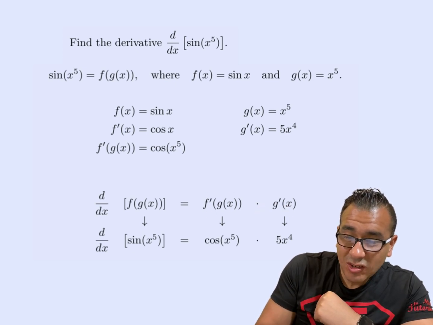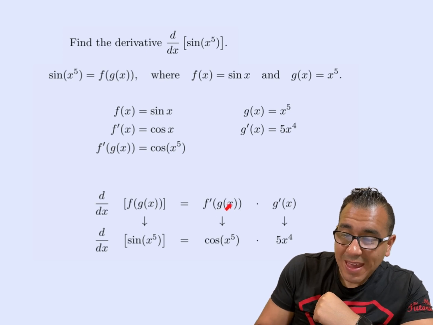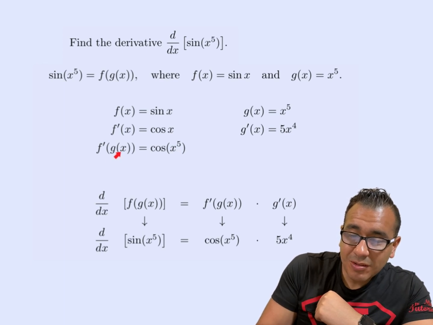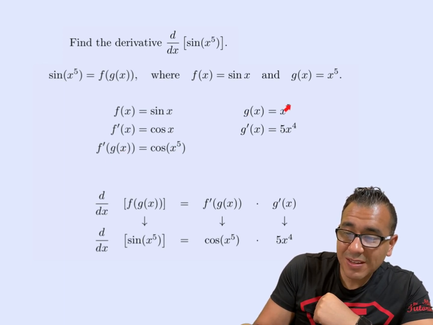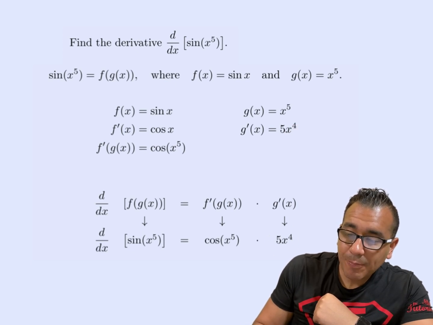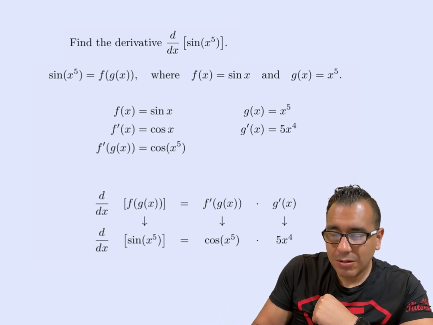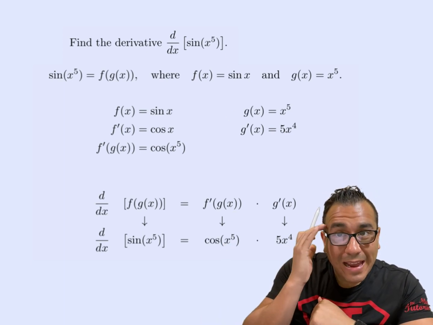What I just showed you, this part right here, we now multiply times the derivative of the inner. What did we say the inner was called? G of x. So what's the derivative of the inside? 5x to the fourth. That's why we multiply it by 5x to the fourth. This is me breaking it down, but here's the way I like to think about it.